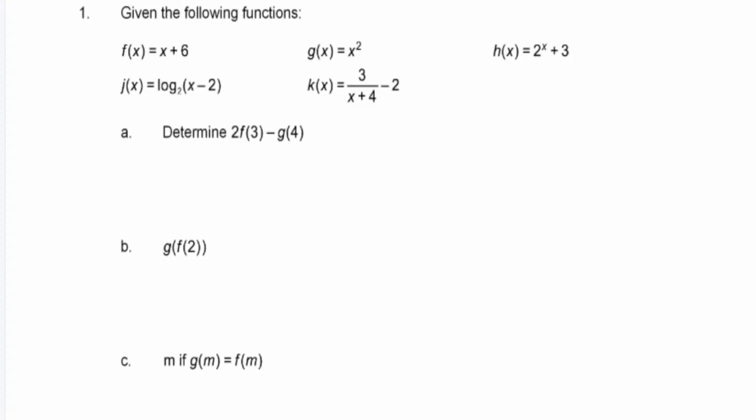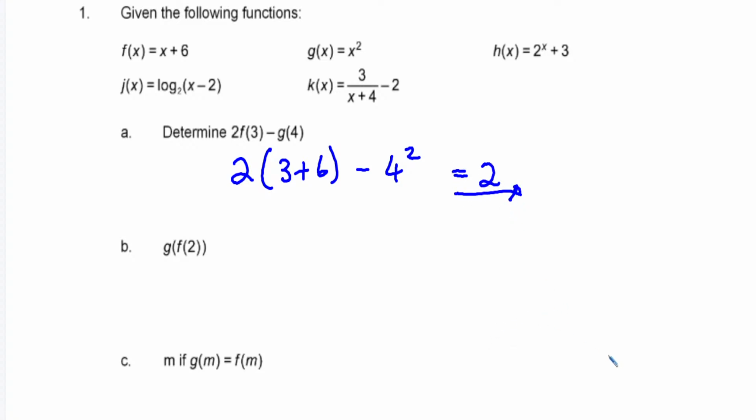Okay, let's have a look at these functions. The first thing is just understanding function notation and how it works. Remember, what f of 3 means is put 3 in for all values of x in f. So this is going to be 2 lots of 3 plus 6, minus g of 4. g of 4 means put 4 in for all the x's there. We get 2 lots of 9, which is 18, minus 16, we actually get 2.